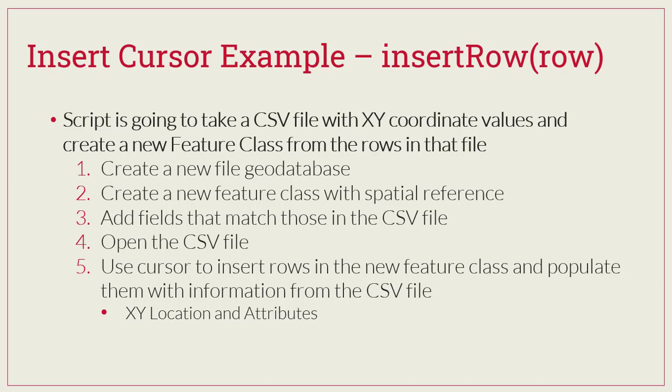You then need to add the fields to your new feature class that match what's in your CSV file. Open the CSV file in your code. This is hearkening back to what we learned when we were just focused on Python, how to open files and print out what's inside of them. So you're going to see that same type of logic come back here in this portion of the class. Open the file and then use the insert cursor to go through each of the rows in your CSV file, populate your cursor object, and then insert that into your new feature class.